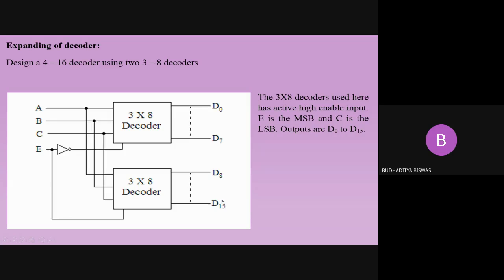And that is called the expanding of the decoder. And here you see the 3 to 8 decoders used here have active high enable input. So this line should be mentioned. If it is active high, then this becomes D0 to D7, and this is D8 to D15. Otherwise, it just becomes reversed. So it should be mentioned that all the 3 to 8 decoders used in this design have active high enable input.